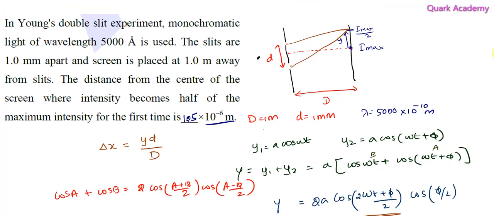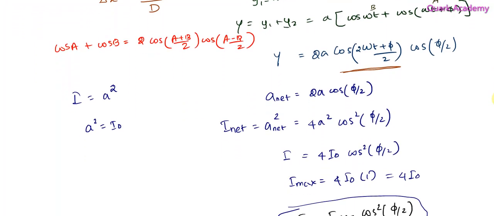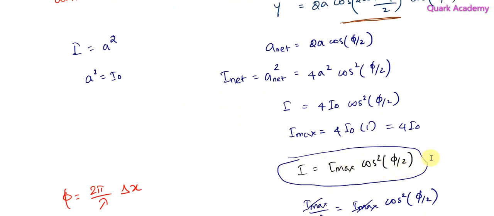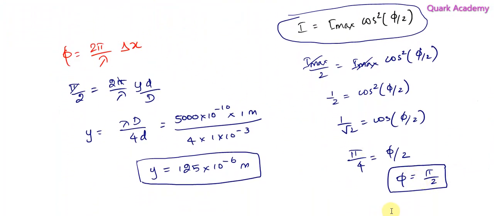So here you have to look carefully at how we are approaching this question. First we are writing the path difference. Then using intensity information, we are finding the phase difference. This is the intensity expression. With that, we can find the phase difference, and you have to use the relation between phase difference and path difference. From that, we can find the y value. That's all.